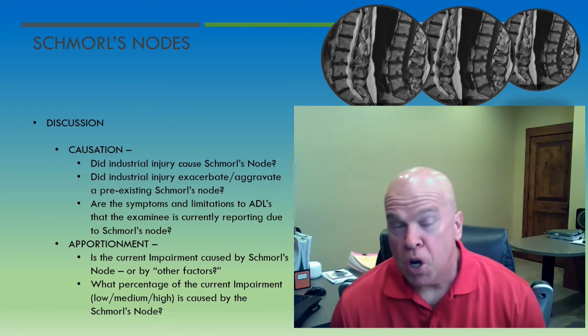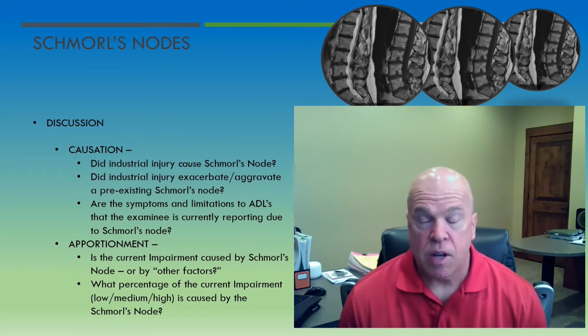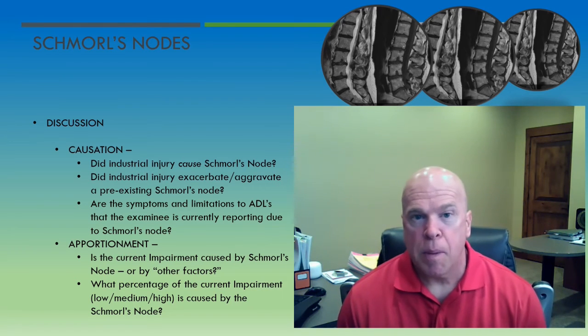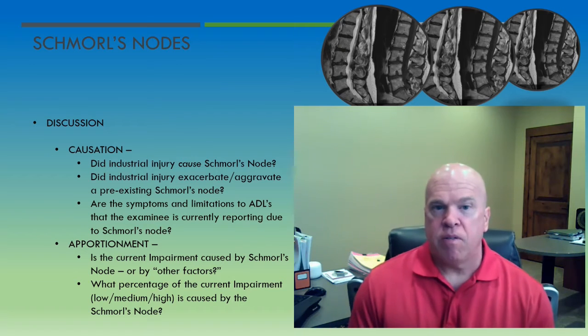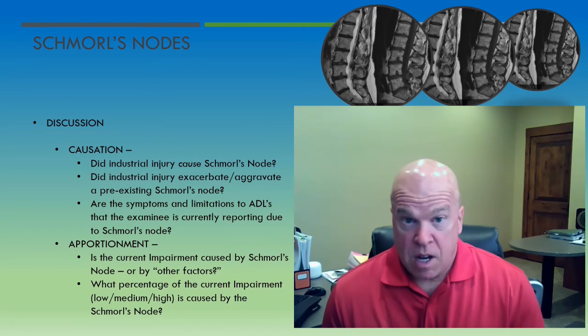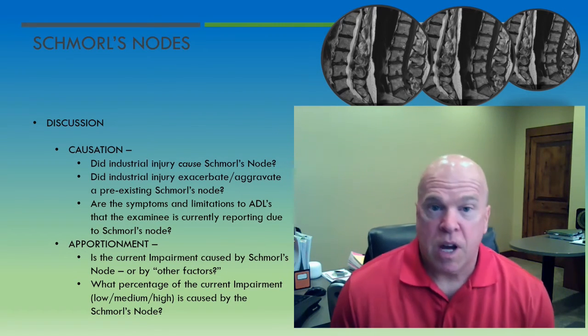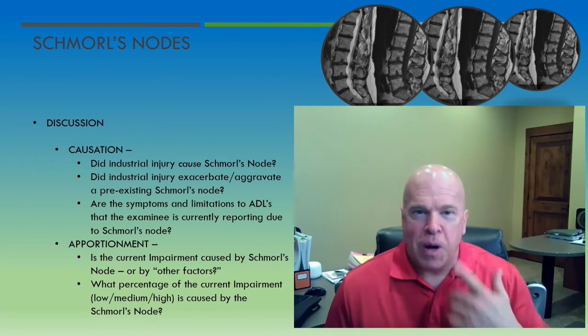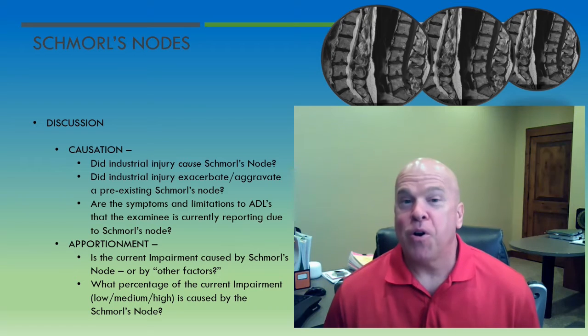So when you encounter an examinee who has Schmorl's nodes on diagnostic imaging studies and who complains of back pain and who you determine is permanent and stationary at the time of your evaluation, you've got some work to do. You've got some work to do, and the work can be classified into the easy work and the difficult work.